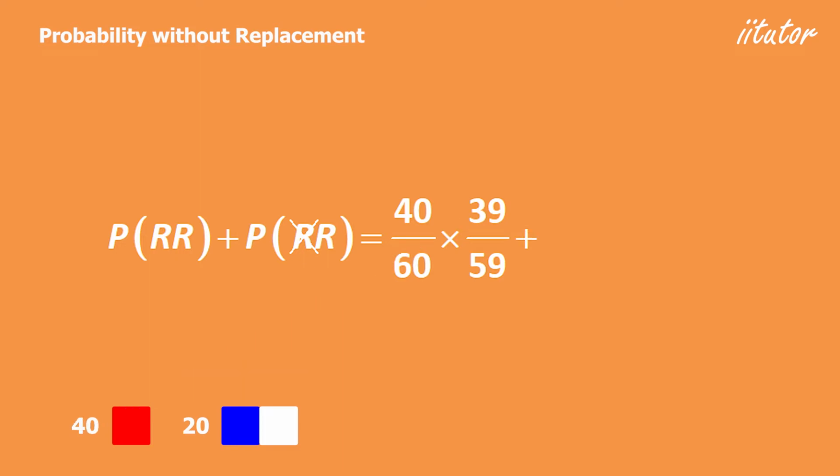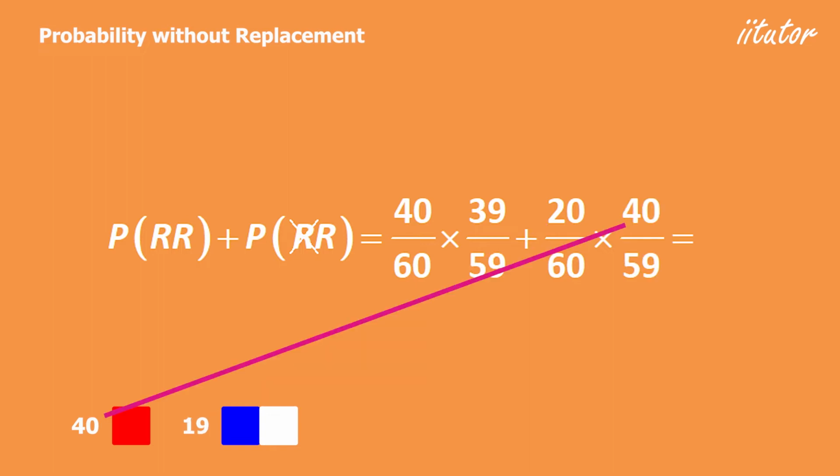Or the first card could be a blue or a white. So there's 10 blue and 10 white, so 20 out of 60 for blue or white. But we want the second one to be red, so there's 40 red, but it's going to be out of 59 because I've already picked one for my first pick, so it will be only 59 left, which is 1 less than 60. To calculate that, you add them because it's this or this, and then you can simplify it to 2 on 3.